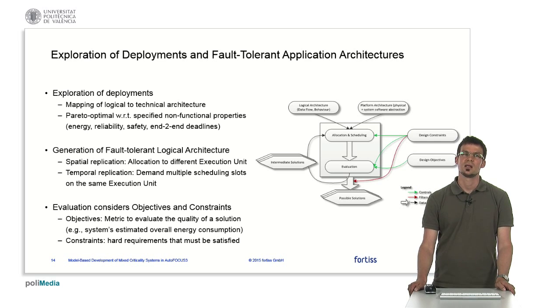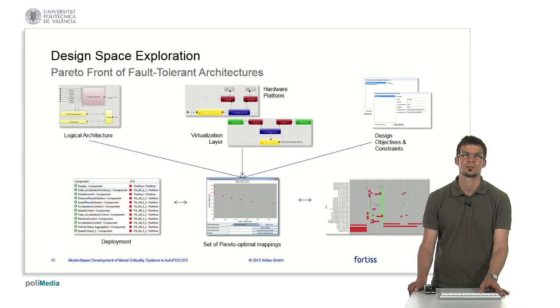Generally speaking, the algorithm considers both objectives and constraints. Objectives are used to rate the quality of the solutions and therefore span the Pareto space. Constraints are hard requirements that must be fulfilled by any solution.